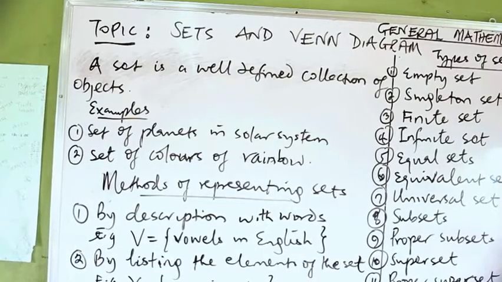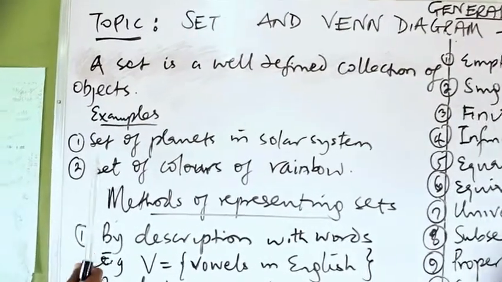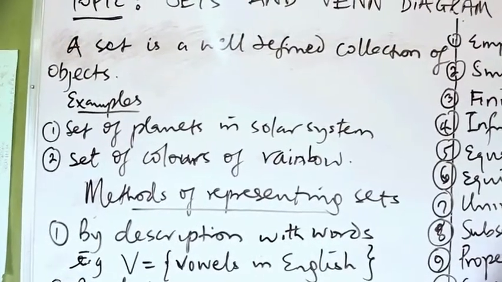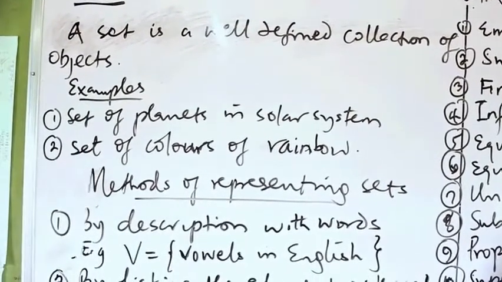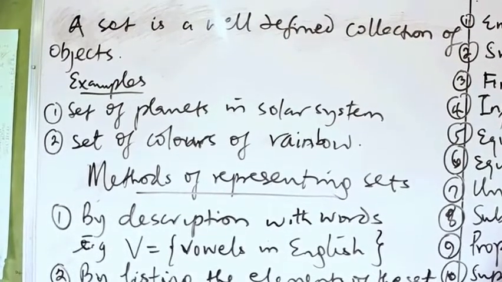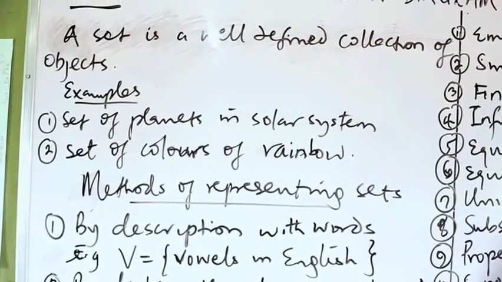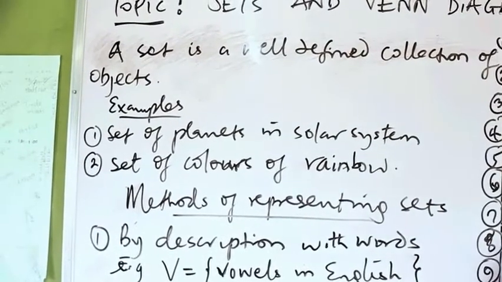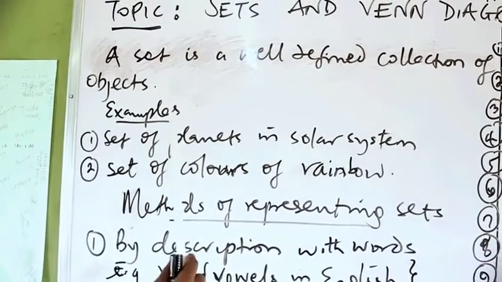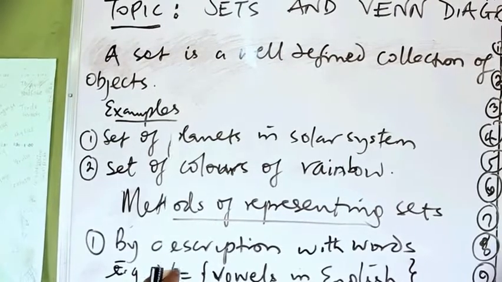And these are examples of sets. For example, set of planets in solar system. Another one, number 2, set of colors of rainbow. Now I go back to the definition. If you look at the example I gave you, you will discover that the members of each set, or what I mean by member is what make up each set, whether in first example or the second example, are well-defined objects. They are not ambiguous or uncertain things. They are things that are well known to us.